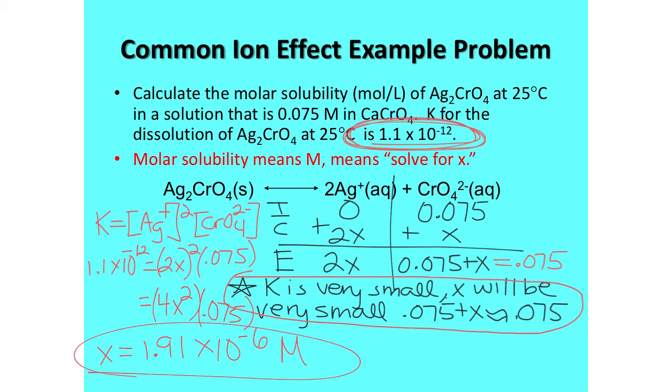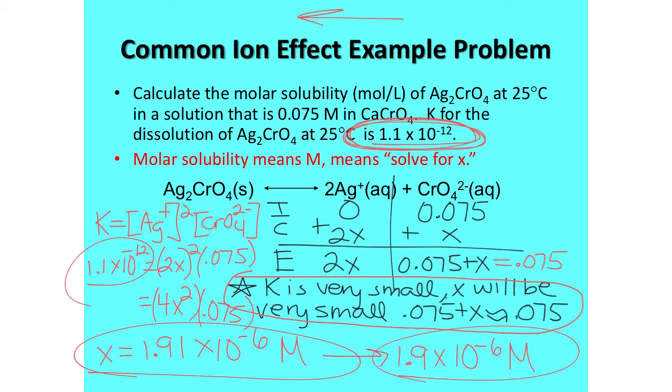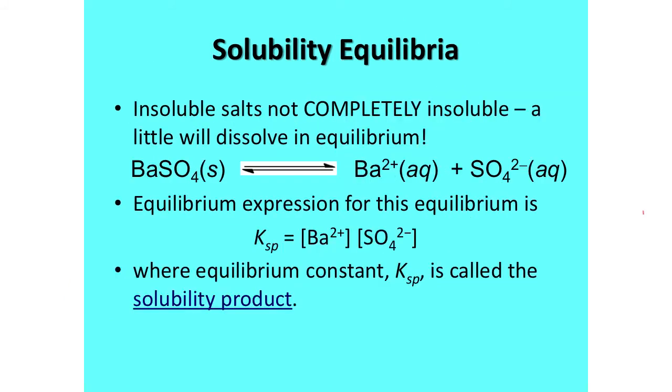So remember when we did this problem previously in distilled water, x had a value of 6.5 times 10 to the negative fifth. So we can see that adding our common ion decreased the solubility of the salt, which makes sense because the reaction shifts backward. So we will have now even less of it dissolving in solution. And with significant figures, we actually only want 2 significant figures. So it would be 1.9 times 10 to the negative 6. So I should not have circled that yet. We just want the 2 significant figures.